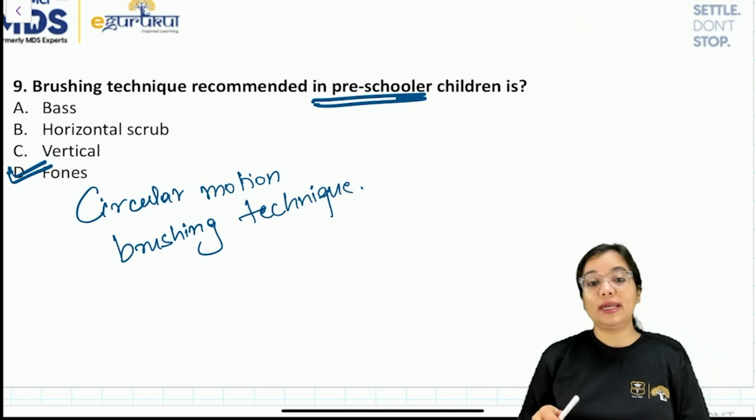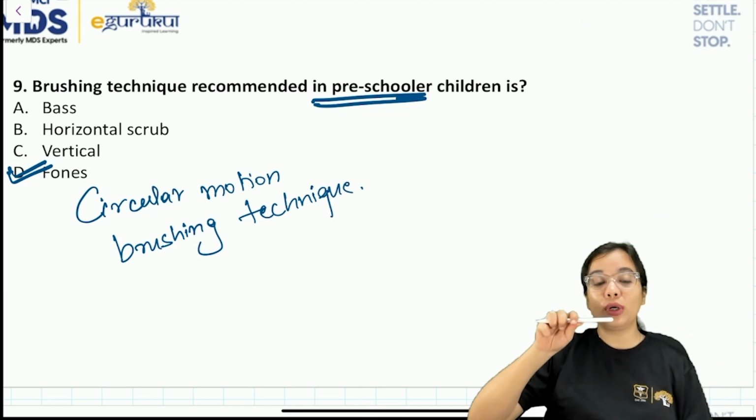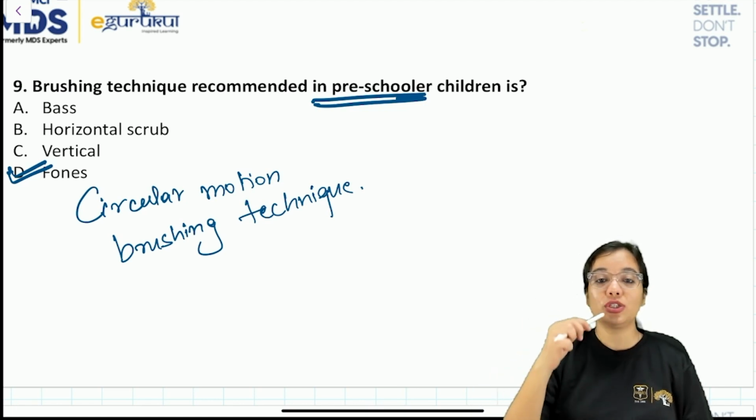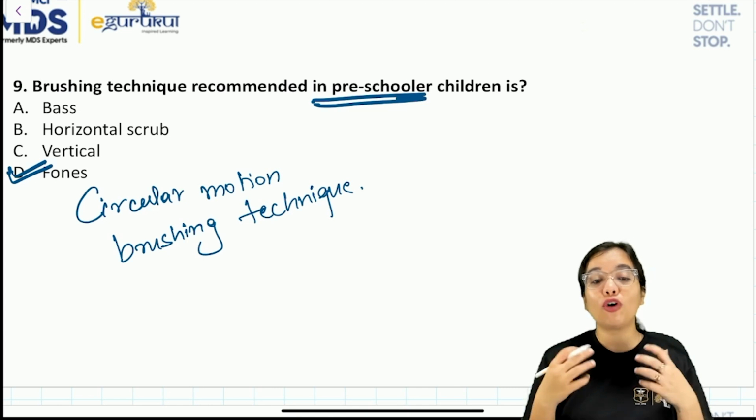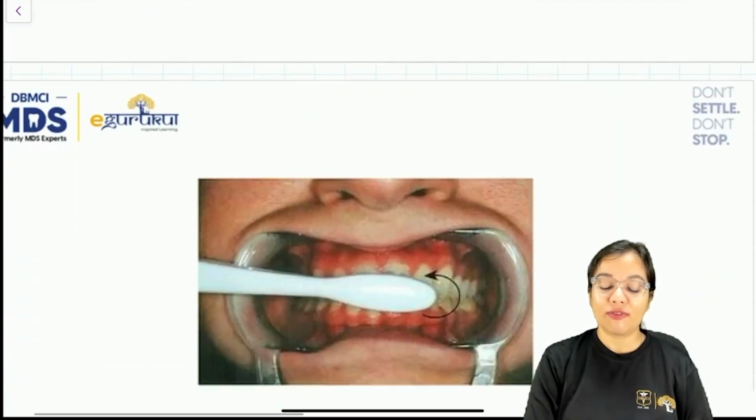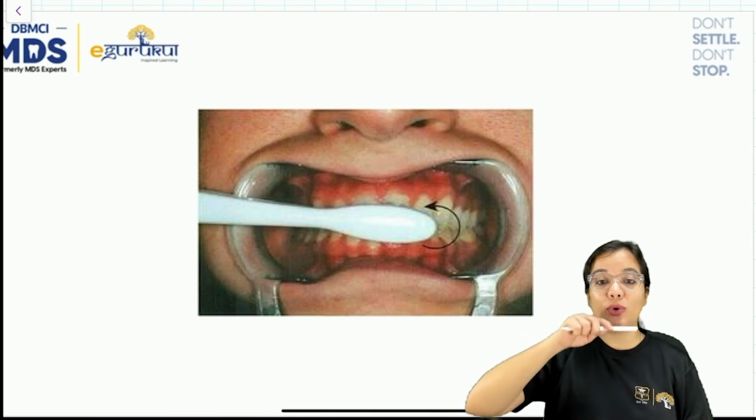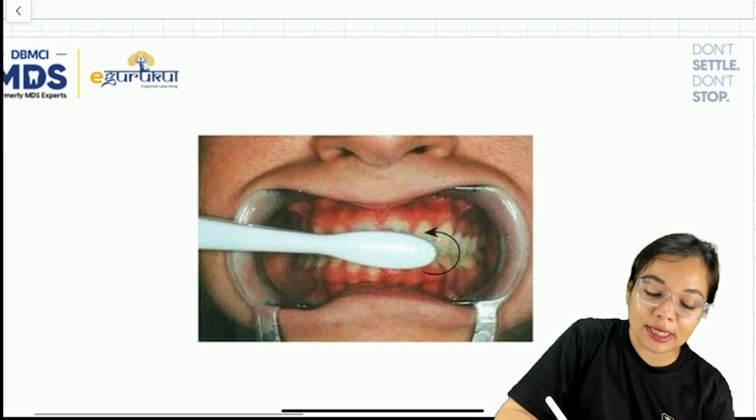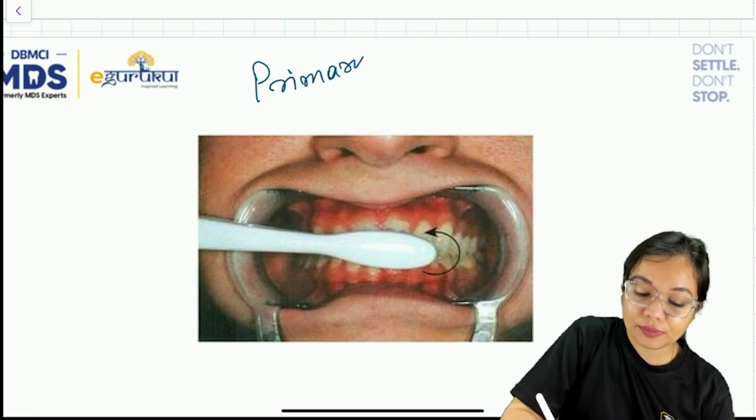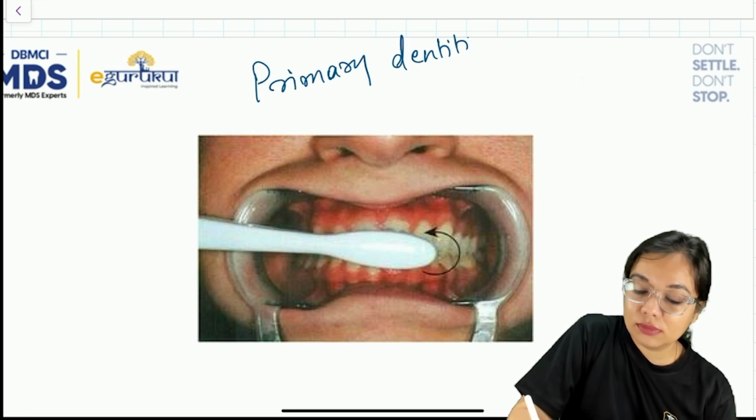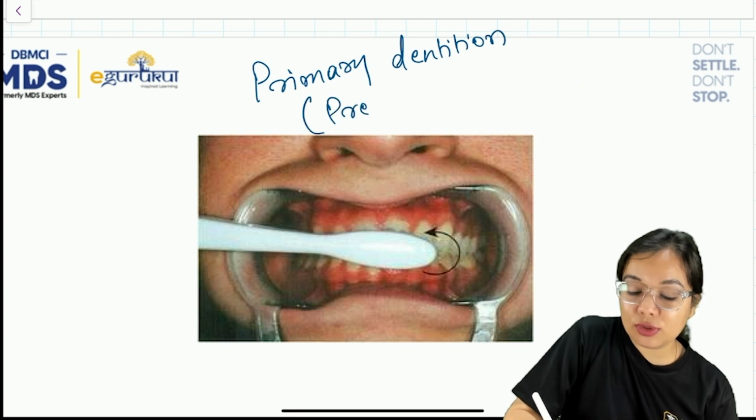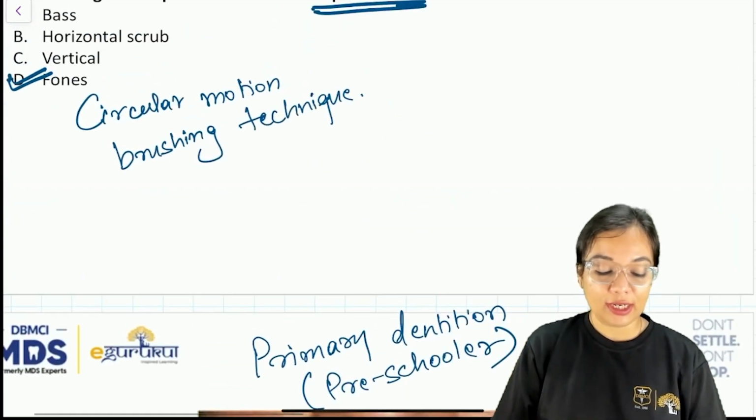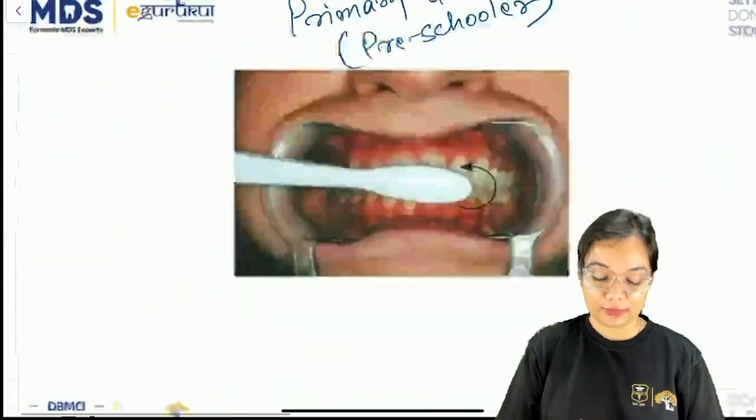Okay, so the child, you just have to show him that you hold the brush like this and go in circles all through your teeth. Just go in circles. That is called the Fones technique. So Fones technique is advised in a preschooler like this. So that is what is recommended in the primary dentition, or say a preschooler. Right? So that is Fones technique, which is a circular motion brushing technique.